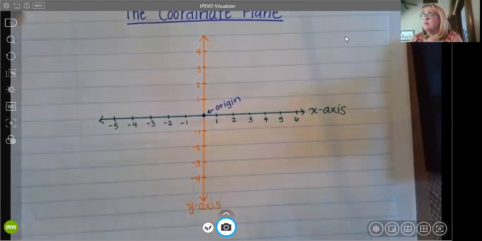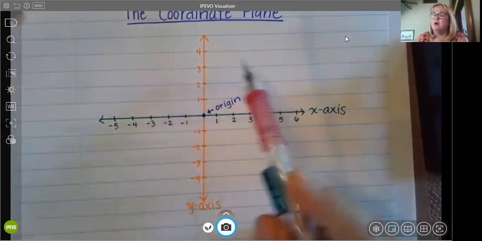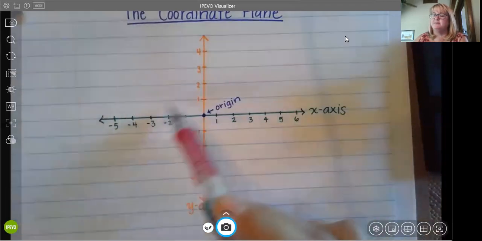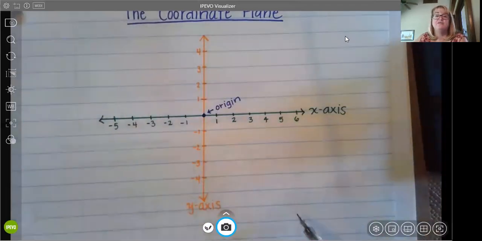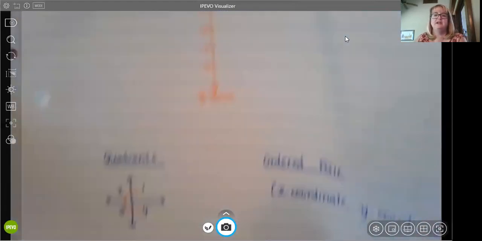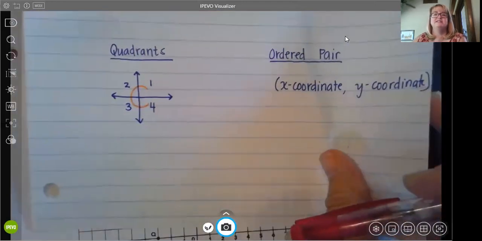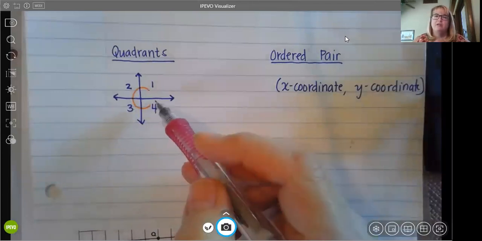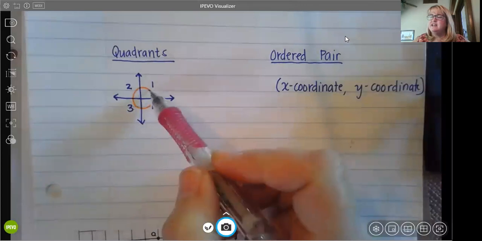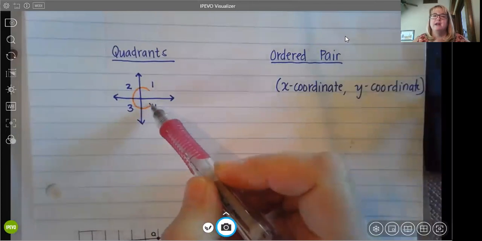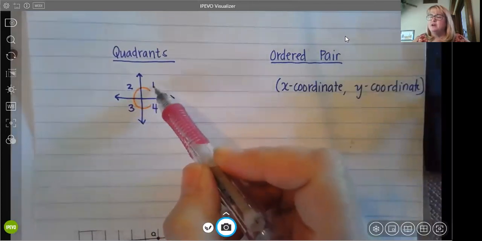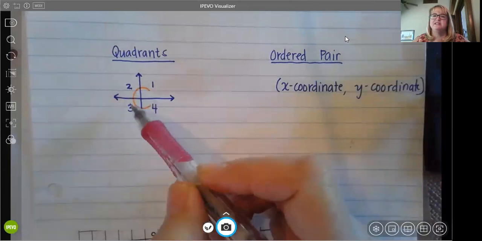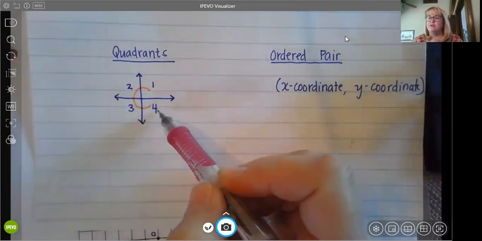And the coordinate plane is divided into 4 parts. This is a part, this is a part, this is a part, this is a part. Those 4 parts are called quadrants, and they are numbered. Here are a couple of notes about quadrants. To help me remember where the first, second, third, and fourth quadrant is, I think of the letter C. If you were to draw a big C on the coordinate plane, where you start would be the first quadrant, this is the second quadrant, this is the third quadrant, and then this is the fourth quadrant.